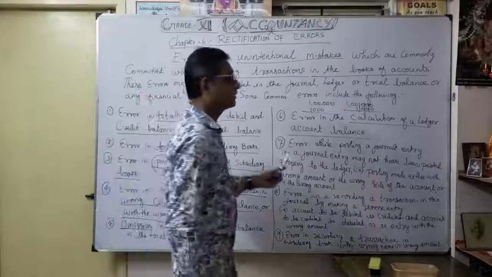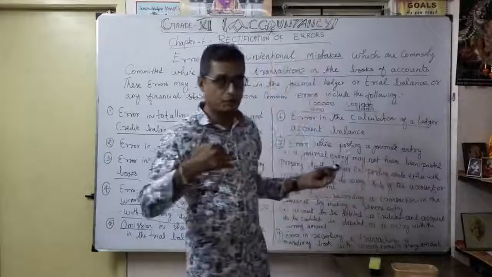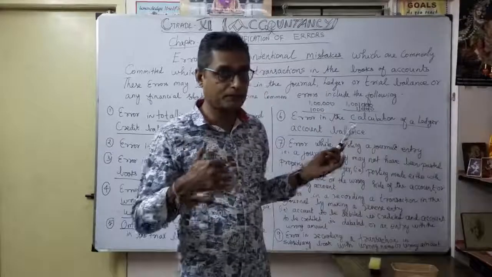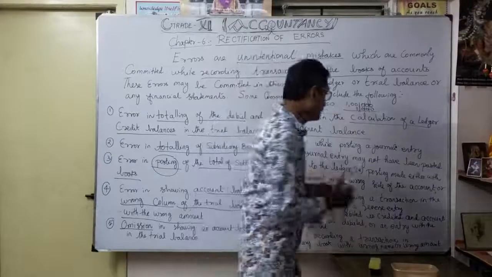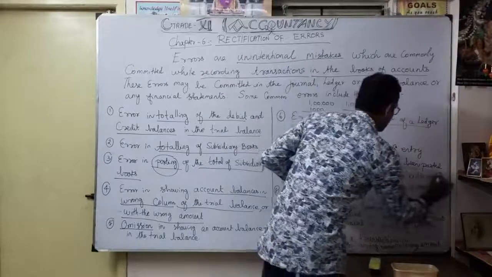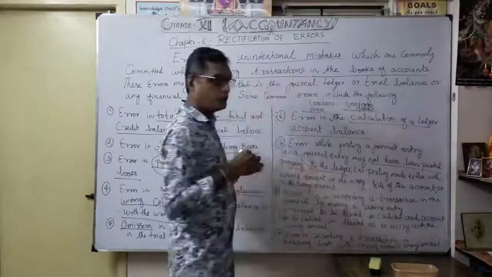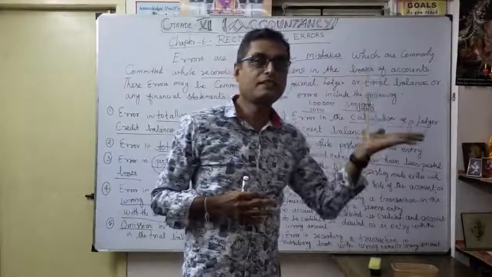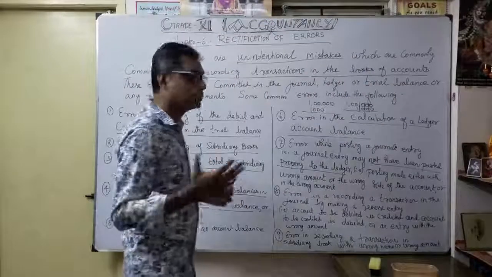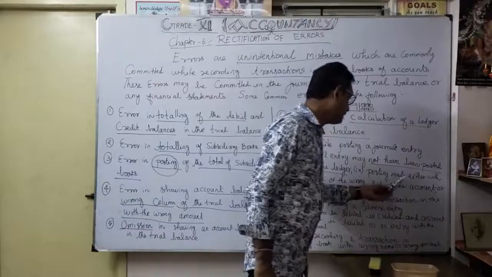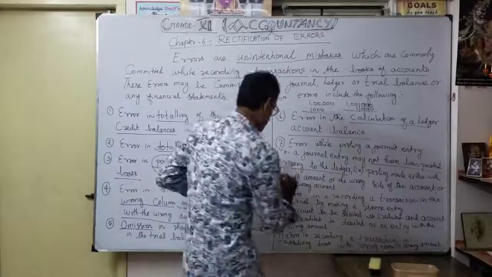Then the seventh, very, very important: error while posting a journal entry. Once a journal entry is prepared and you go for the posting, errors can come out. The journal entry may not have been posted properly to the ledger. That is also possible. How? For example, posting made either with the wrong amount or on the wrong side of the account.